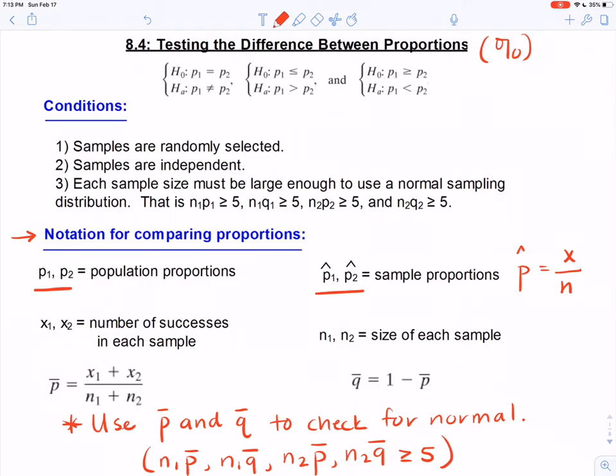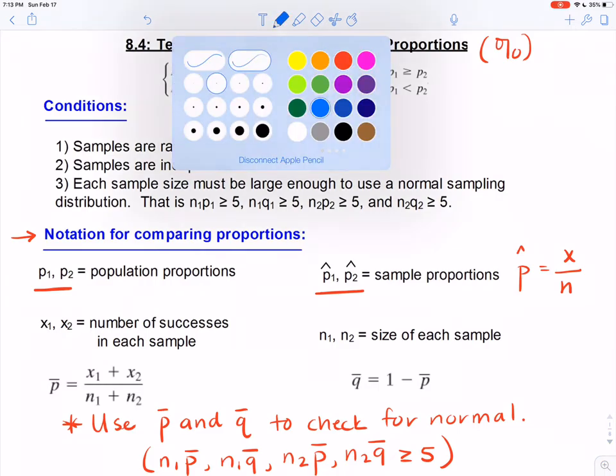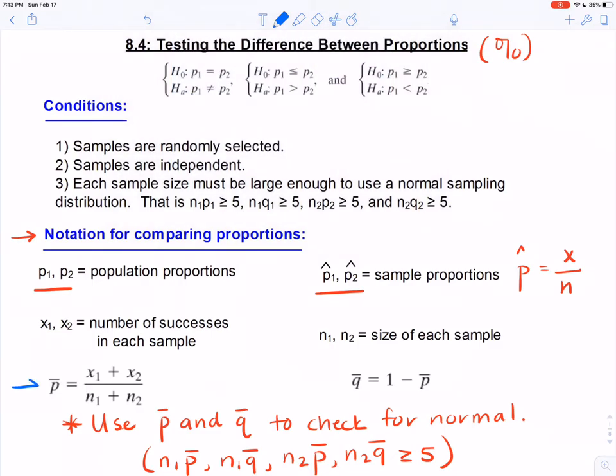You are going to have a couple of new values to calculate here that we have not seen before. It's a p-bar value. It's just kind of a weighted value for an overall proportion, assuming that the proportions are equal to each other.